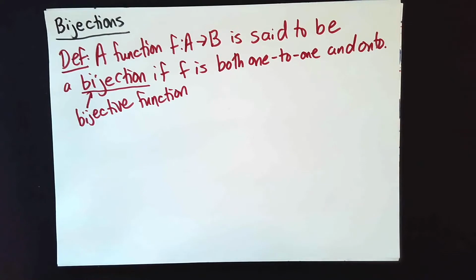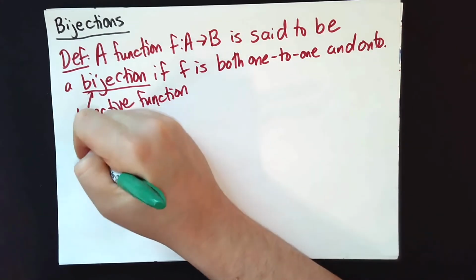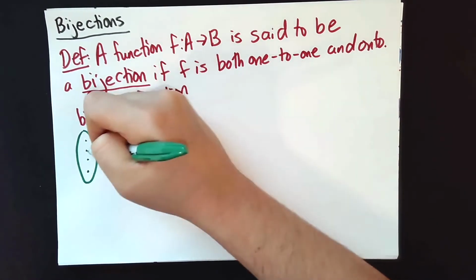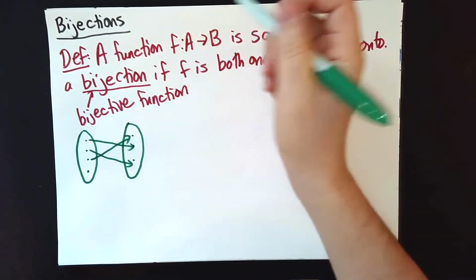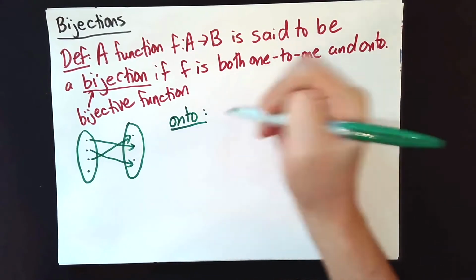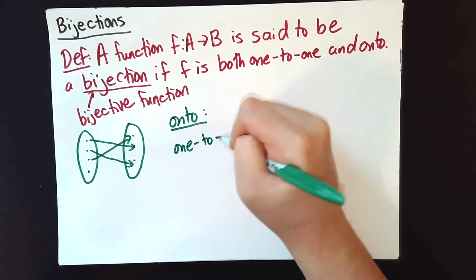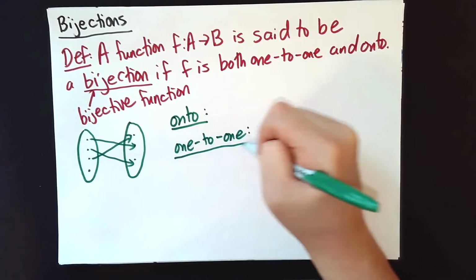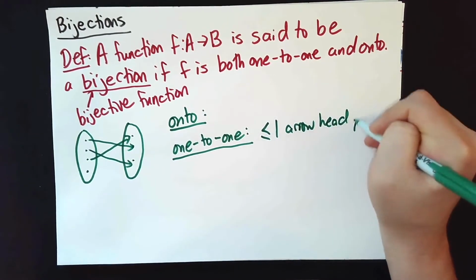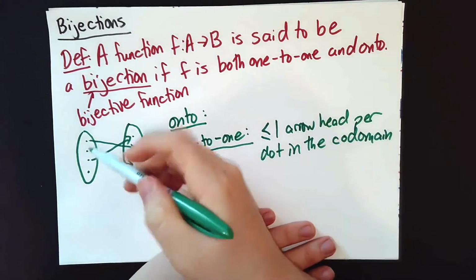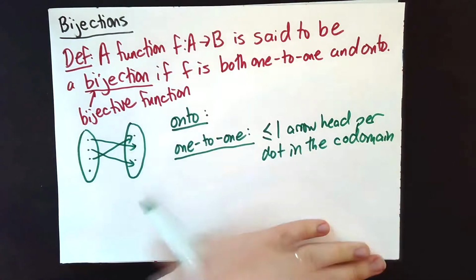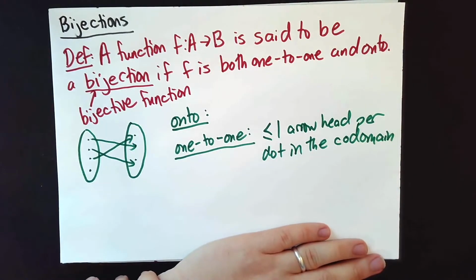And so I think this actually makes the most sense if you think back to these dot diagrams, where you're indicating the map with arrows and so on. And so, if you think back to what onto means and what one-to-one means, you can describe both of these in terms of arrowheads. And so, what does one-to-one mean? It means at most one arrowhead per dot in the codomain. No two arrows map to the same place, so that's saying no two arrowheads point at the same dot, and so that's saying really there's less than or equal to one arrowhead per dot.